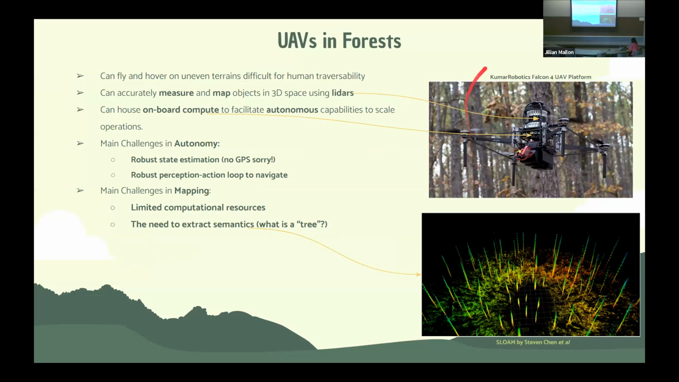The image on the top right here is that of the Kumar Labs Falcon 4 UAV platform, and it helps forestry researchers by putting three important properties on the table. First, it can obviously fly, so it can cover a lot more ground than humans can, and it can also go to areas where humans may find it challenging because there are traversability issues, because the slope is too big. And it consists of a mounted lidar which can accurately measure tree stats and map them.